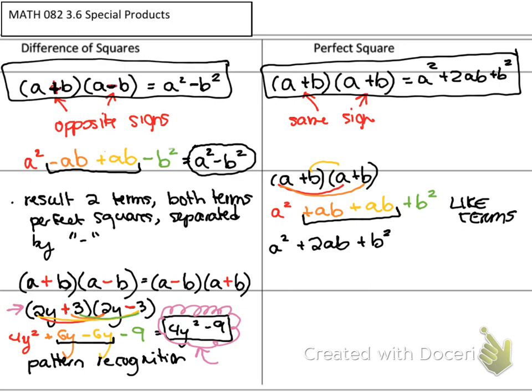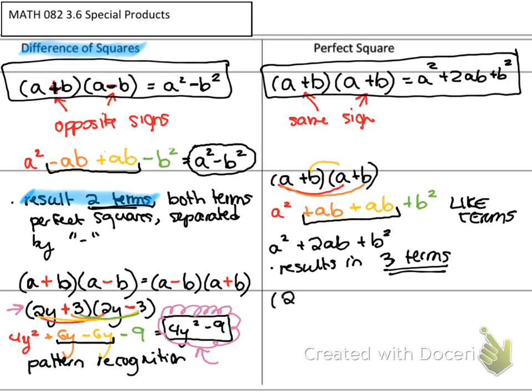All right, so let's take a little bit more time and compare them. So over here, we said that this difference of squares results in two terms. Okay, over here, the perfect square results in three terms. Okay, not two terms. So again, we have two terms over here, difference of squares, a squared minus b squared. Over here, we have three terms. So let's just do a simple example that you might see in a textbook.